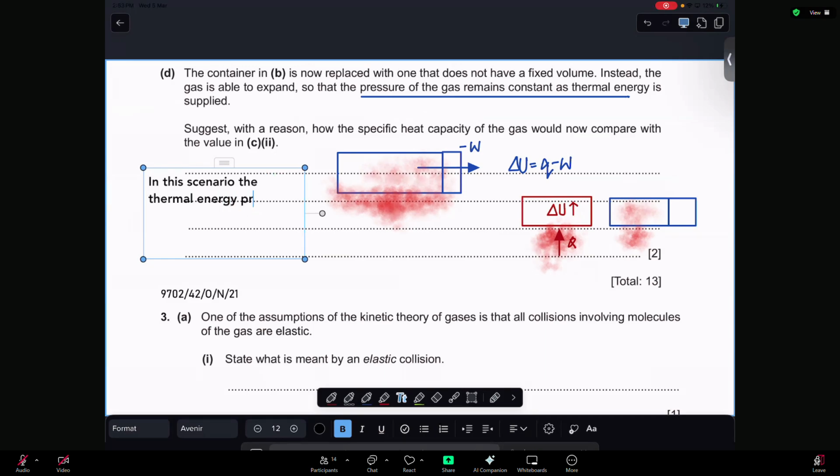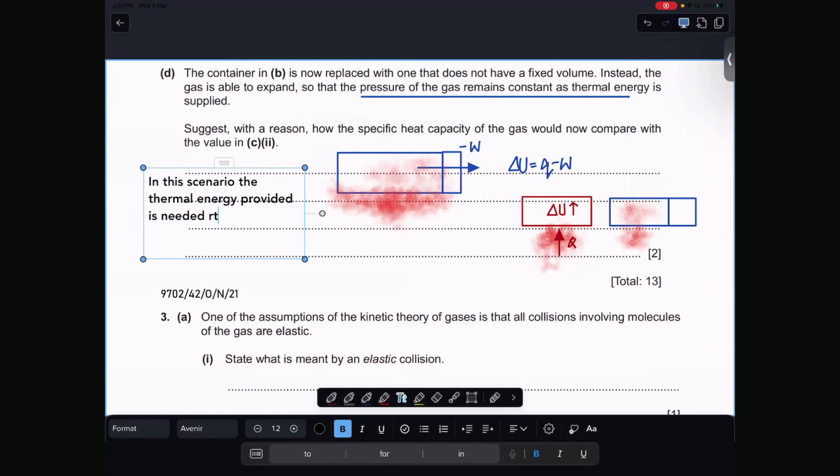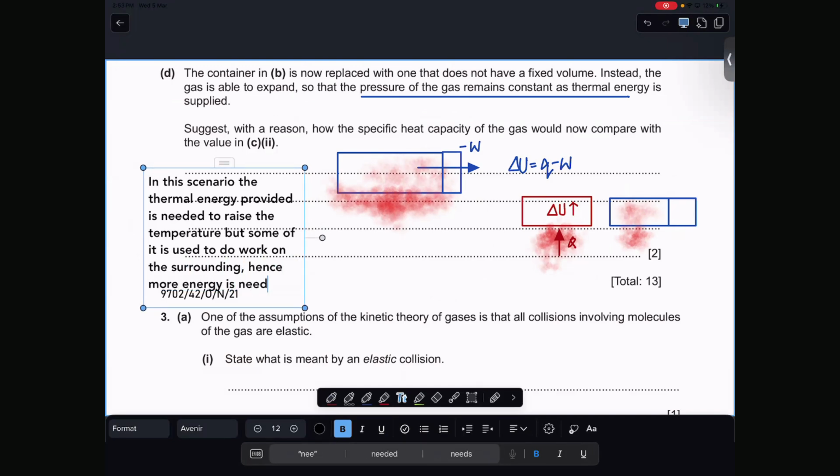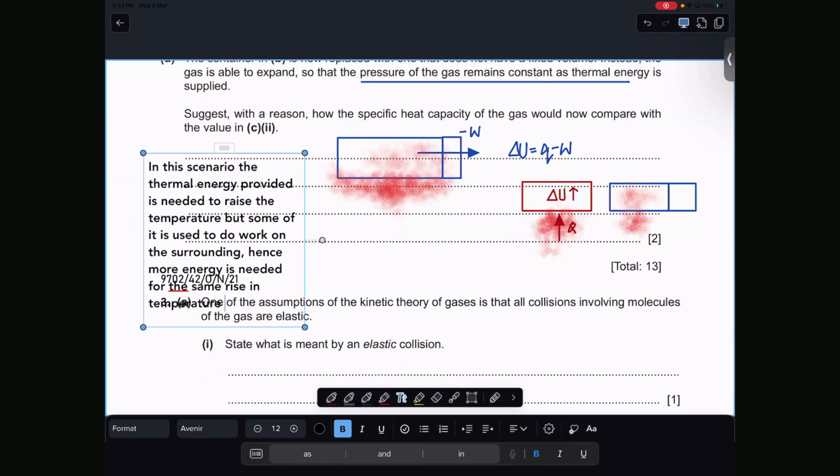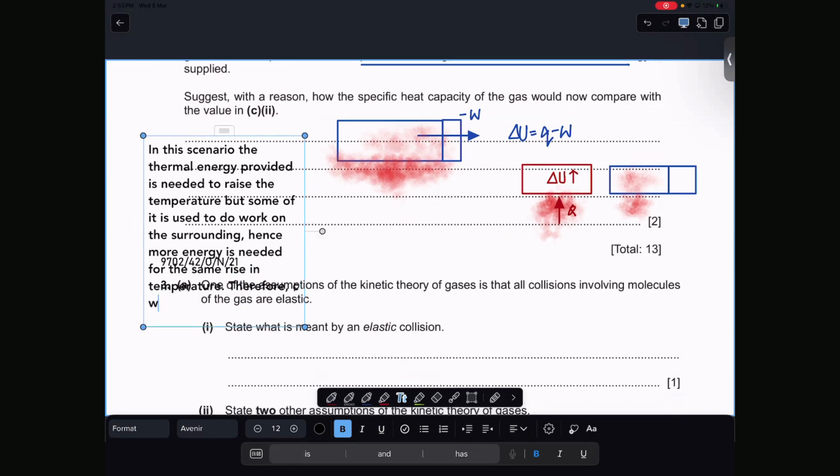Thermal energy provided is needed to raise the temperature, but some of it is used to do work on the surroundings. More energy is needed for the same rise in temperature. Therefore, C will be less.